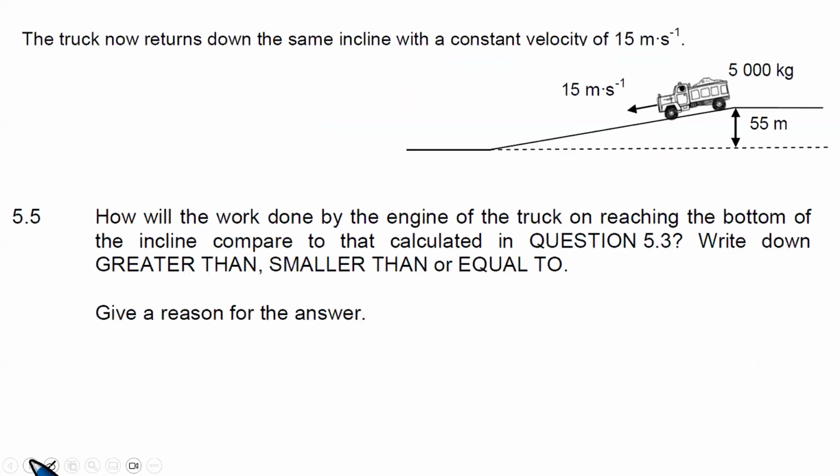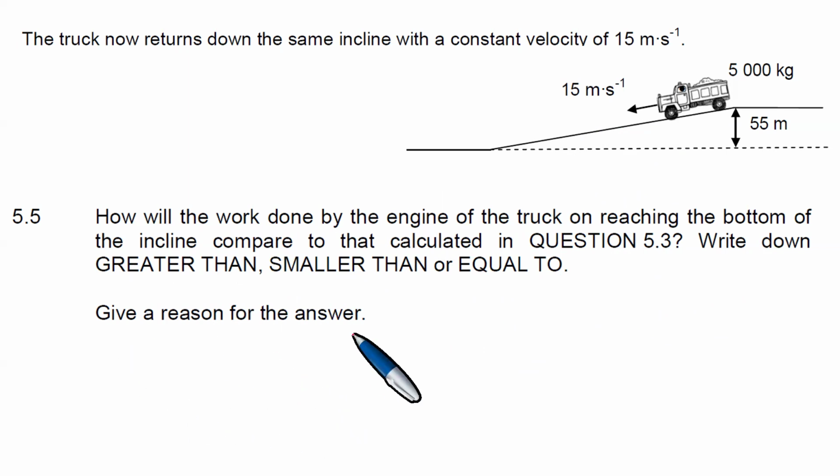Right, so the next thing that we're going to do now is to look at the fact that the truck now returns down the same incline with a constant velocity of 15 meters per second. Here's the truck, it's going down again. It was going up before, but now it's going down, at the same speed of 15 meters per second. How will the work done by the engine of the truck on reaching the bottom of the incline compare to that calculated in question 5.3? Write down greater than, smaller than, or equal to, and give a reason for the answer.